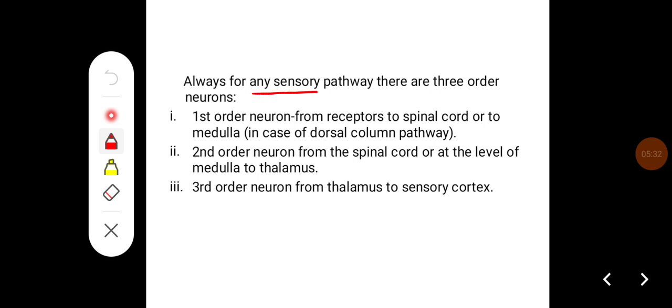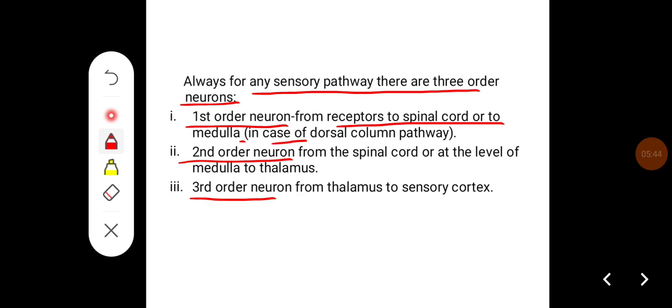In any sensory pathway, there are three order neurons: first order neuron, second order neuron, and third order neuron. The first order neuron runs from the receptors to the spinal cord to the medulla, in the case of the dorsal column pathway. The second order neuron runs from the spinal cord, or at the level of the medulla, to the thalamus. Then the third order neurons are always from the thalamus to the sensory cortex.